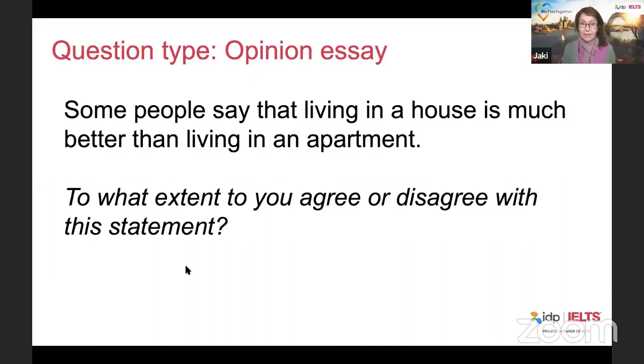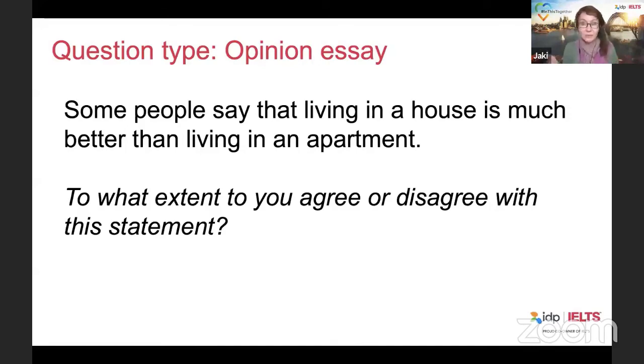Yeah, so some people say a house is better than an apartment. So what do you think? First thing to decide is what you think. So I'm going to ask you, do you think living in a house is better than living in an apartment? You let me know in the chat. Is it better? House, yes, no. So some people say no, some people say yes.